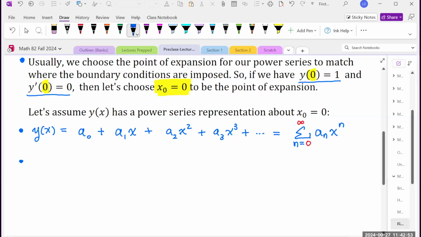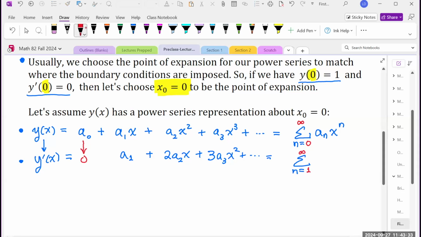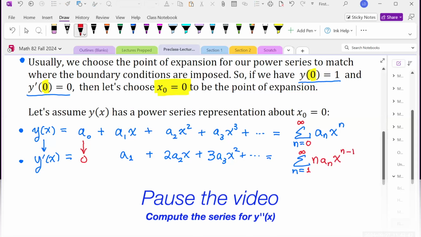Now, let's differentiate term by term in order to find out what the power series for y prime will be. Of course, the constant term goes to 0, and each term is just a differentiation of the term above it. And we can also write this series in summation form. This becomes n equals 1 to infinity n a sub n x to the n minus 1. All right, pause the video and just take a second to work out y double prime.